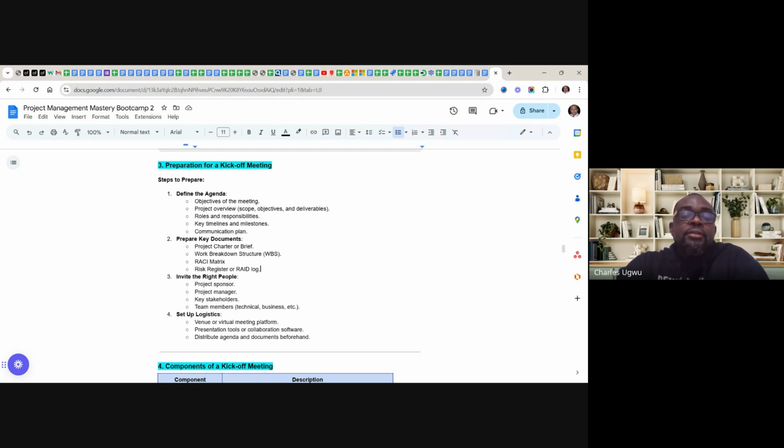Then, once you have any of these documents or all of them, invite the right people: the project sponsor, project manager, and key other stakeholders and their team members. When we talk about team members, we talk about people like business analysts, marketers, designers, depending on the kind of project you are working on. You know your projects, so you know the people you are working with. They must be present. And you set up logistics for the meeting.